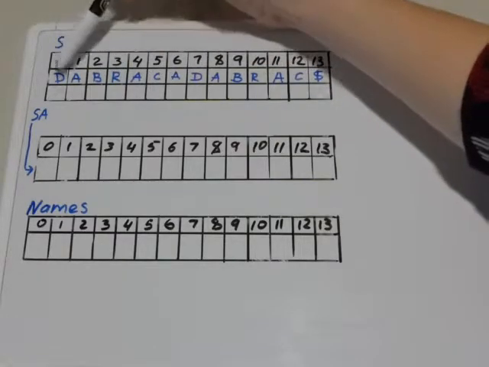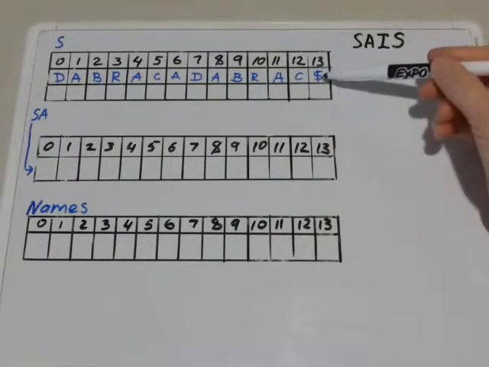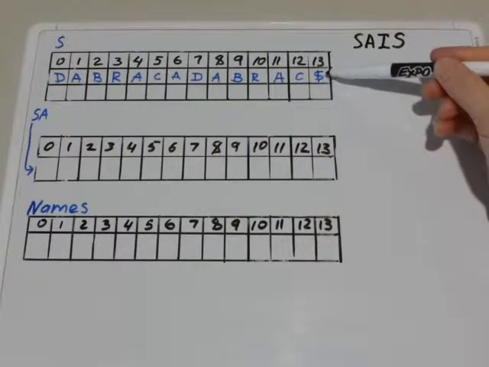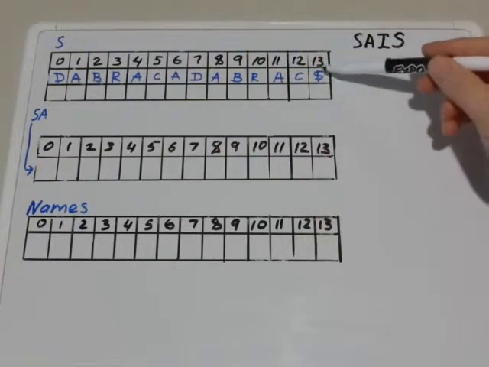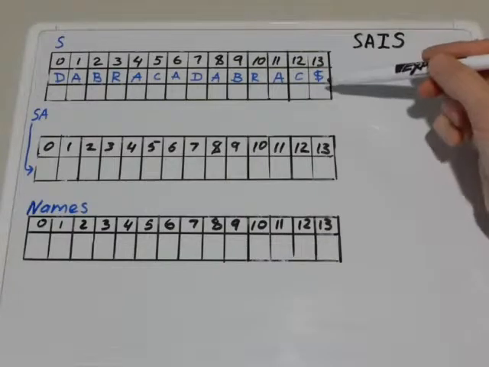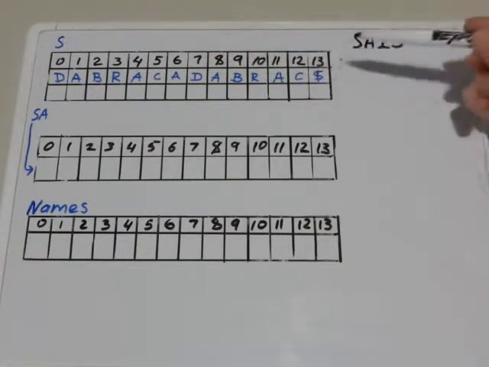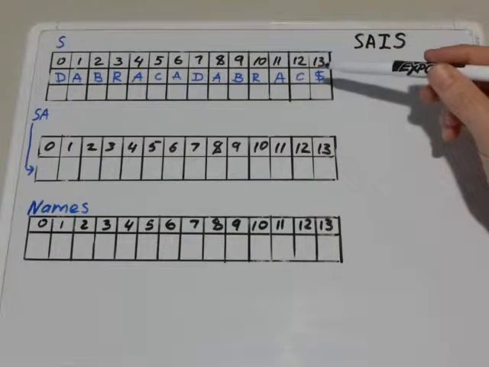Our given string S is dabrakadabrak, and we attach a $ sign to it. The $ sign is just a sentinel character that doesn't occur anywhere inside S, and it is also alphabetically the smallest character out of all characters in S. We need to first categorize each suffix of S by type, larger or smaller, L or S.